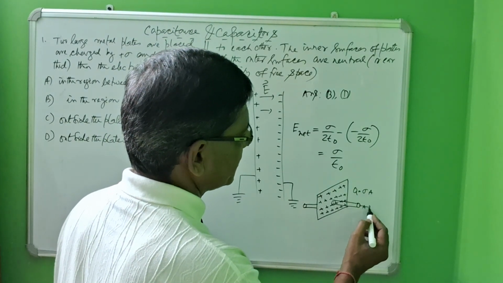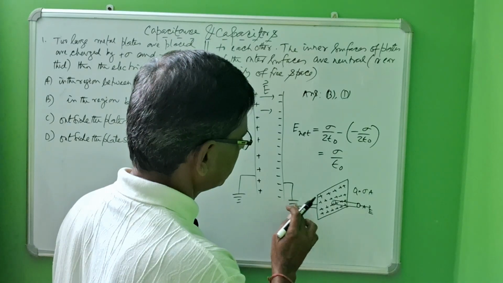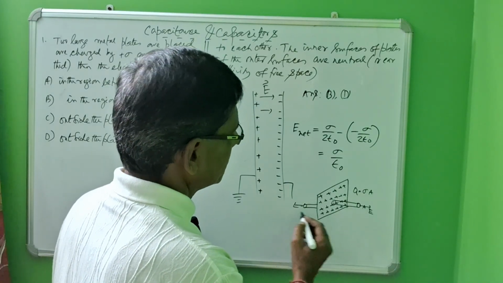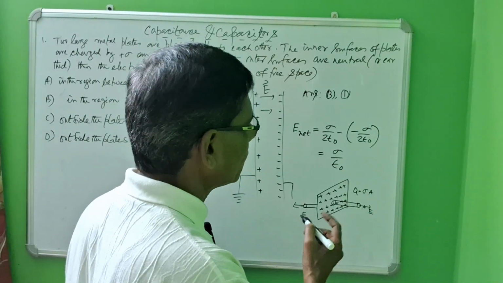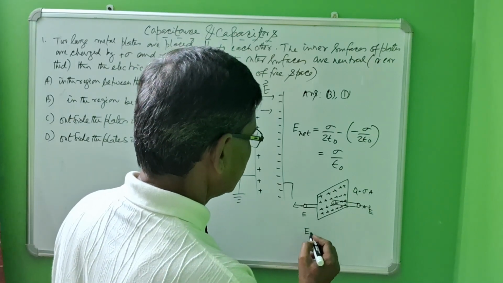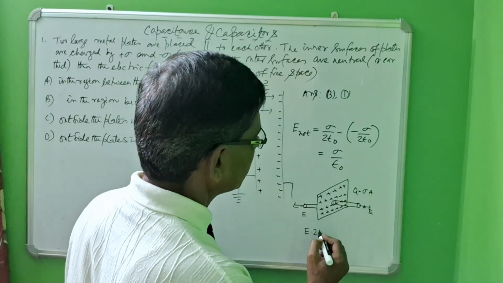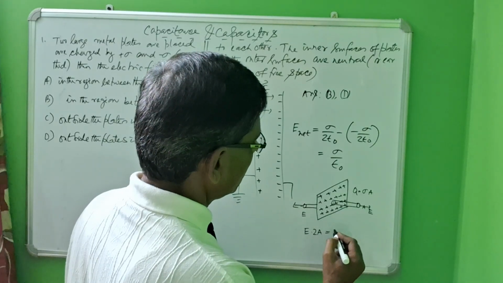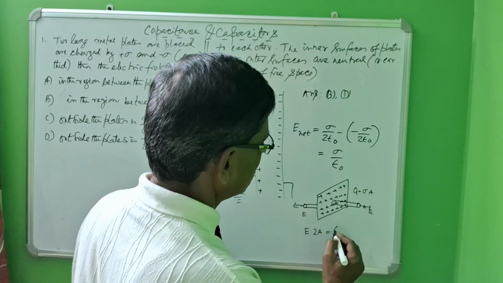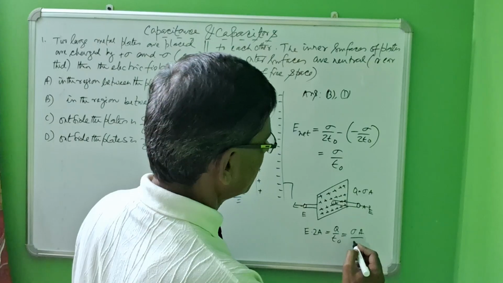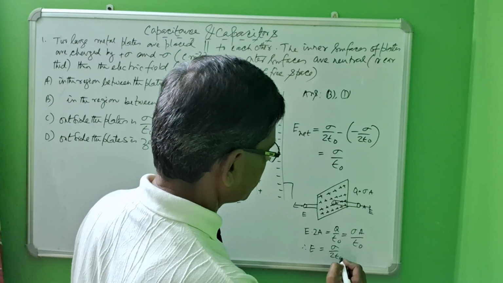And suppose here is E and here is also E. So we can write by Gauss theorem, for these two surfaces, E into twice A equals 1 by epsilon naught into Q, equals sigma A upon epsilon naught, and so E equals sigma upon twice epsilon naught.